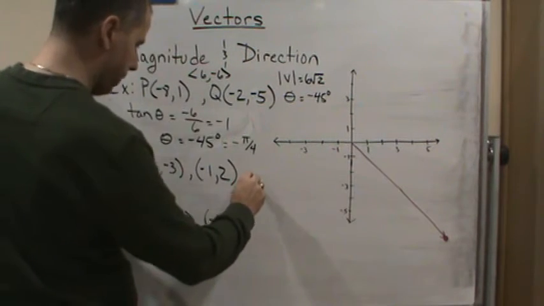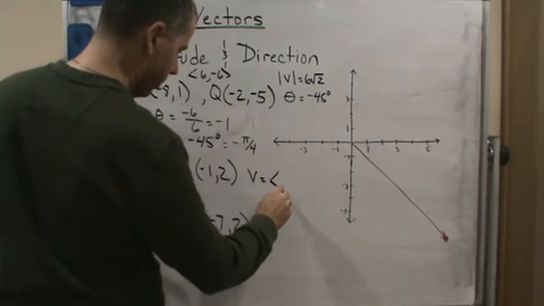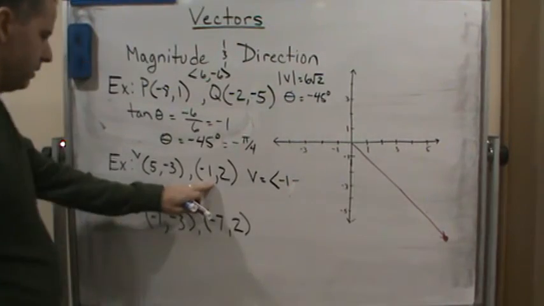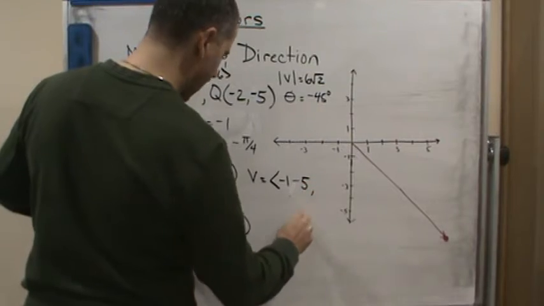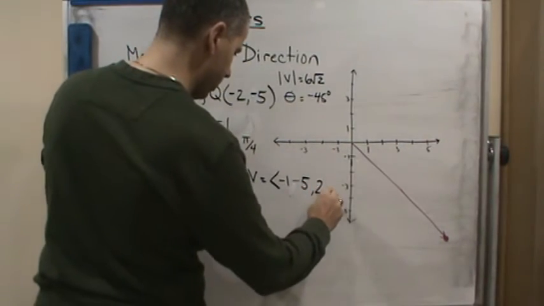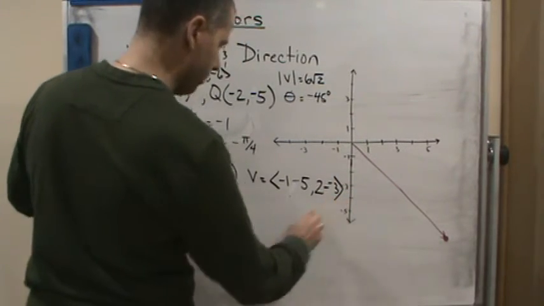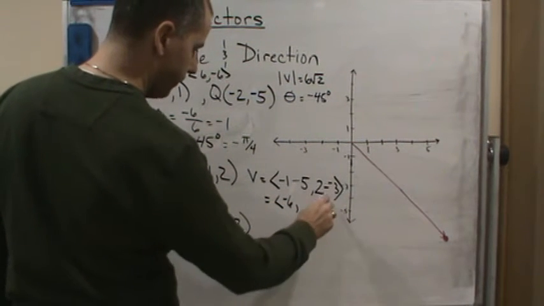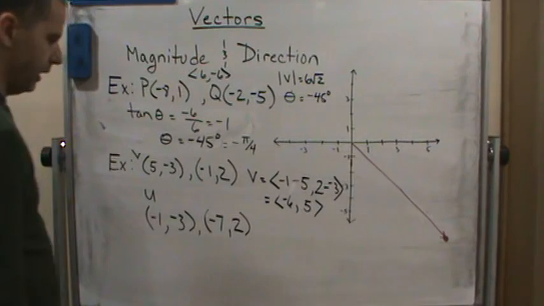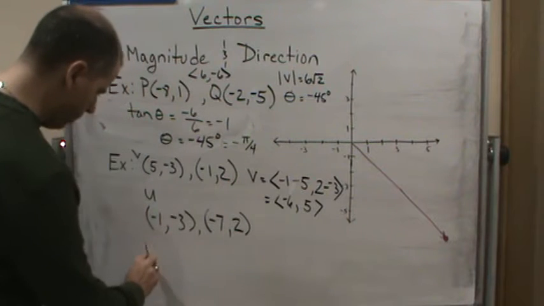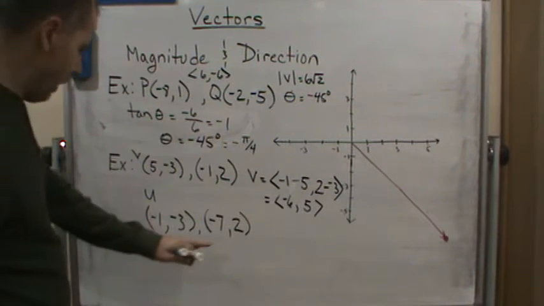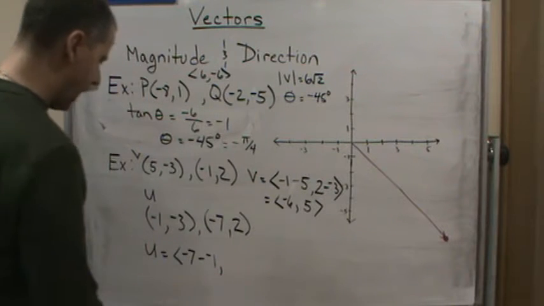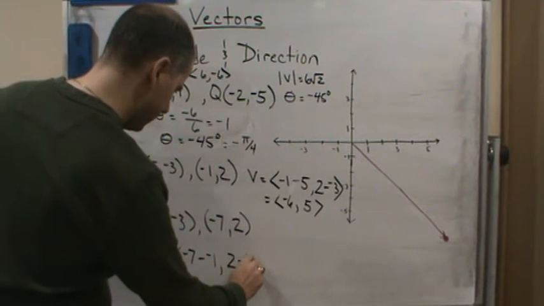So here, for v we get negative 1 minus 5, comma, 2 minus negative 3. And so what do I get? I get negative 6, comma, 5. Now let's do this one, see what I get. So u equals, okay, so now I get negative 7 minus negative 1, comma, 2 minus a negative 3.